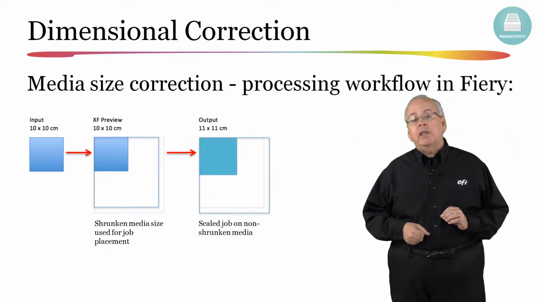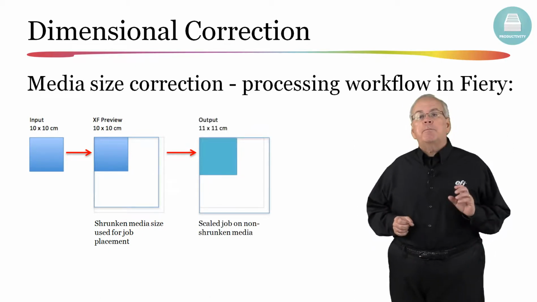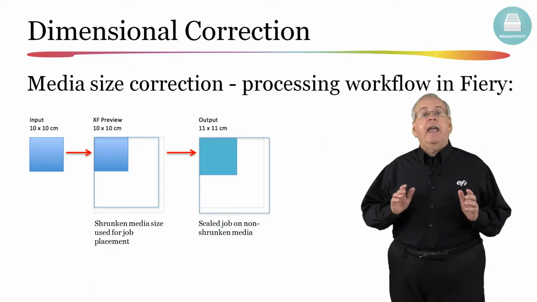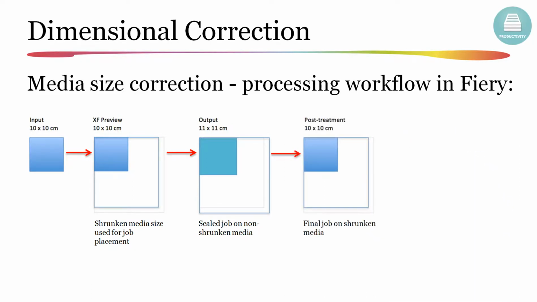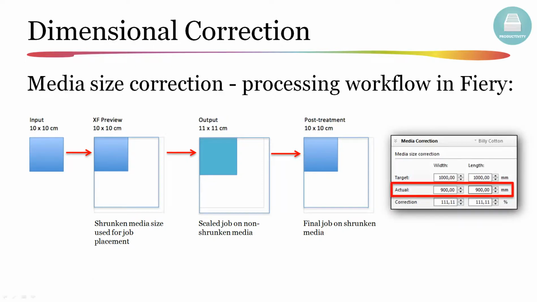Now, when the file is output, the image is scaled up in this example to be printed on the non-post-treated and non-shrunken media, so that after post-processing, where both the media and the job have shrunk, the final dimensions of the job will be our required 10 centimeters square. To accomplish this, all you need to do is enter the final dimensions that you measure from a test file into the media size correction pane. Your Fiery system will take care of the rest. And again, a key feature is that the preview of your job in Job Explorer always displays the media and the job in the accurate post-process size.